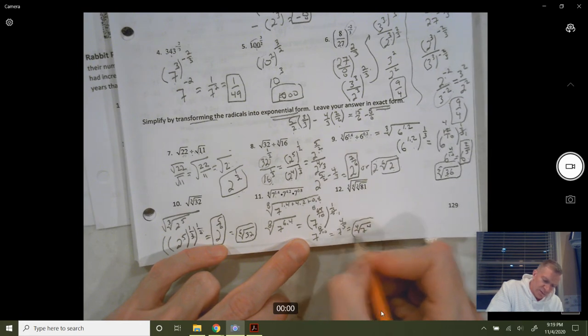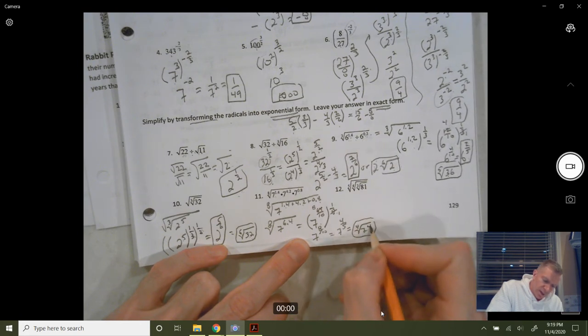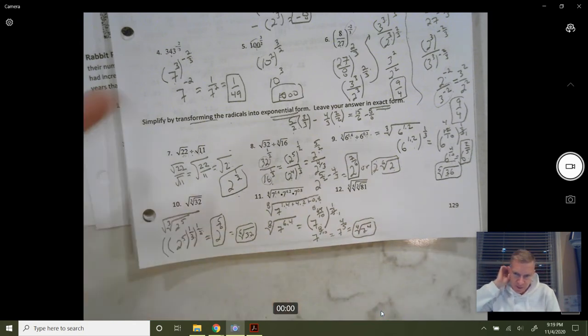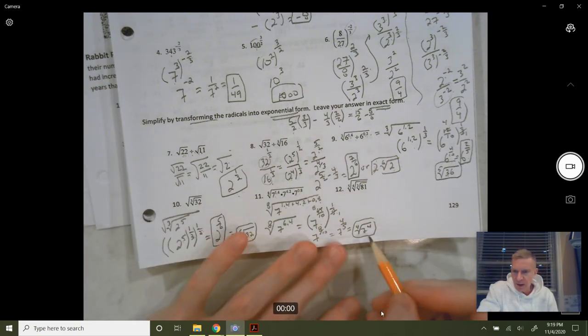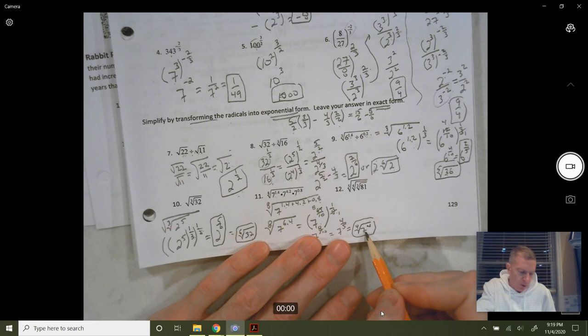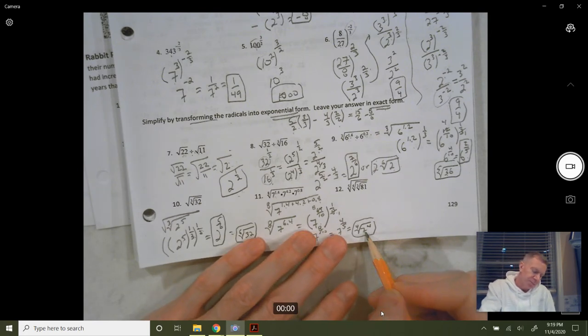And I don't mind if you leave that as 7 to the 4th, okay? In some ways, it's more simplified if you leave your answer as a number with the smallest base possible.